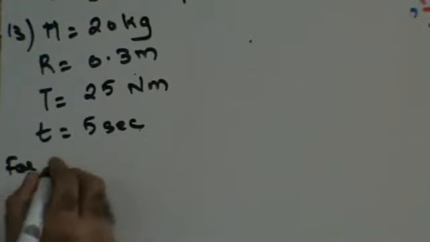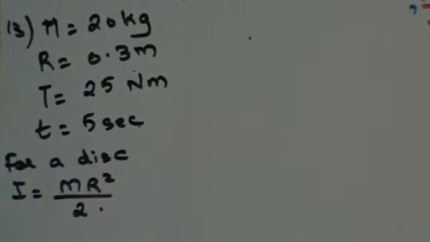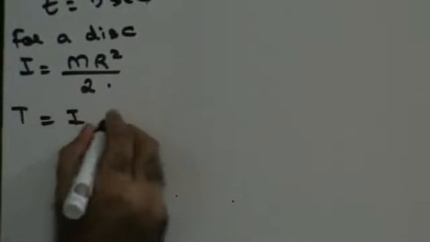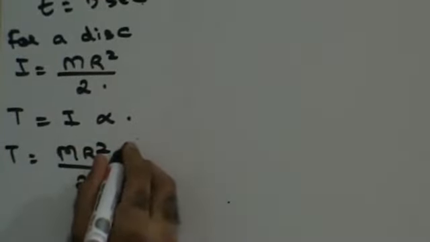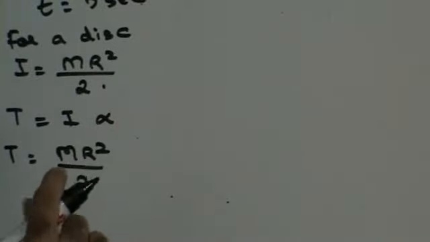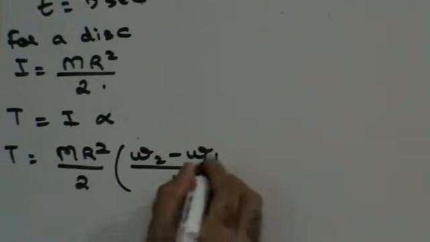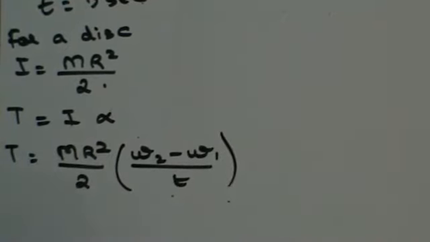Now, I can say that for a disk, moment of inertia is nothing but mr square by 2. I can also say that torque is nothing but I alpha. I can substitute torque is mr square by 2 into alpha. Alpha can be written as, they've asked me to find out alpha, omega 2 minus omega 1 upon t. Do we know omega 1 or omega 2?